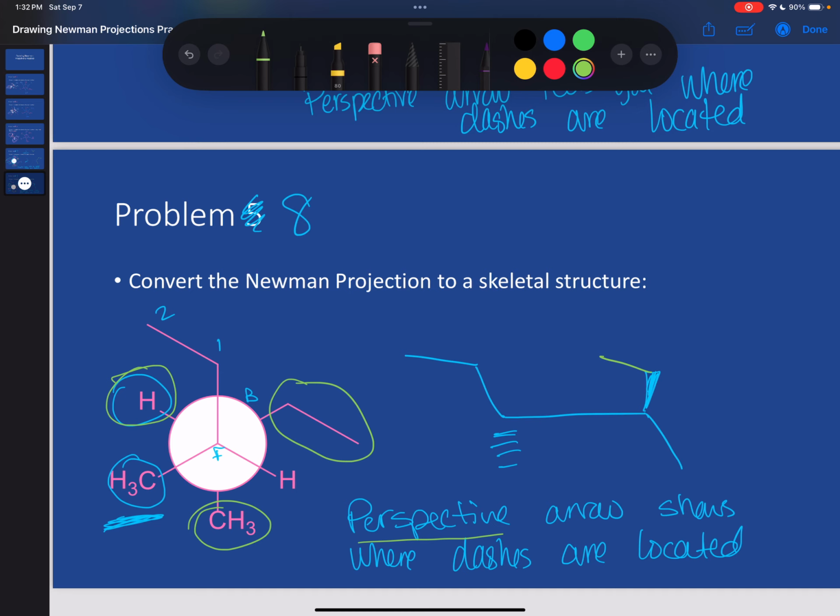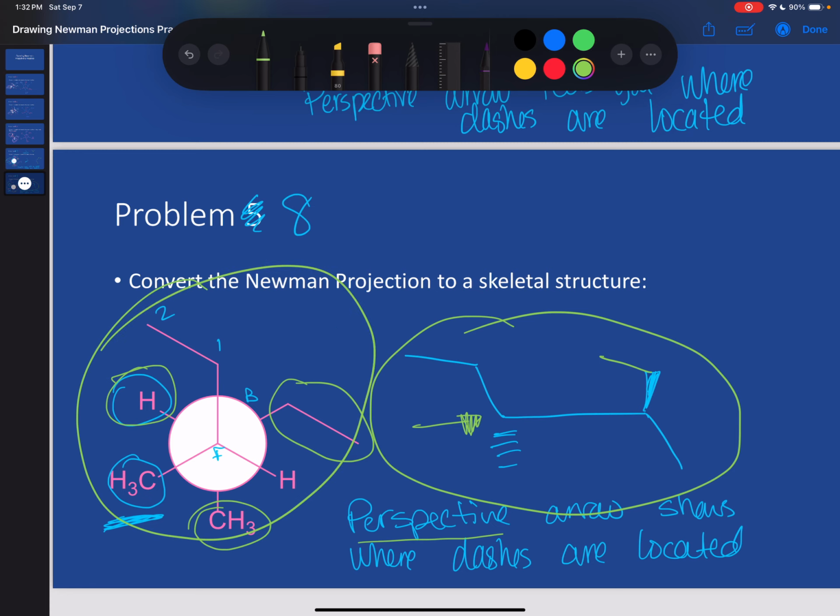And a really good way to check this is to convert it back. So take this structure that you just drew, say we're looking down this bond right here, draw the Newman, and see if it matches what you started with. That's a really good exercise.